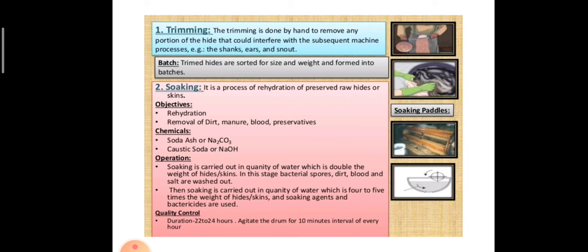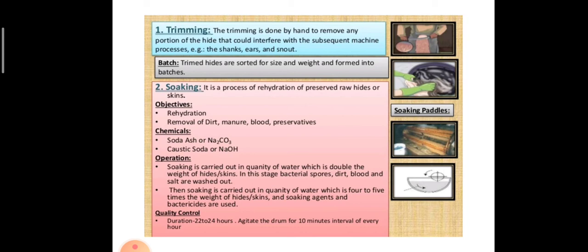Now the approximate composition of a fresh flayed hide we also discussed in the previous classes. It contains water around 60 to 70%, protein around 33%, fats around 2%, mineral salts around 0.5%, whereas the other substances, pigment, etc., are around 0.58%.